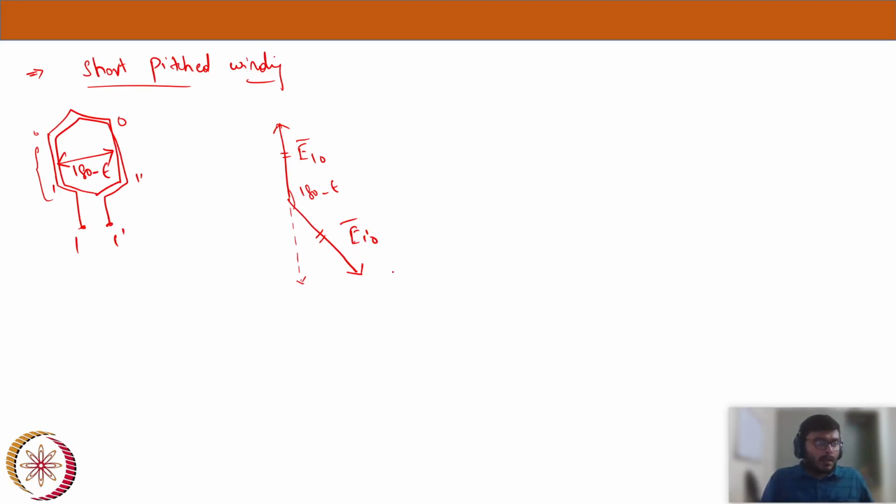Okay, this is E1 dash 0. This is at an angle of 180 minus epsilon, where epsilon is the short pitched angle. This is also epsilon, because 180 minus epsilon plus epsilon is 180. Now we are interested in finding the resultant. What I will do is modify this. This is E10, and this is E1 dash 0.